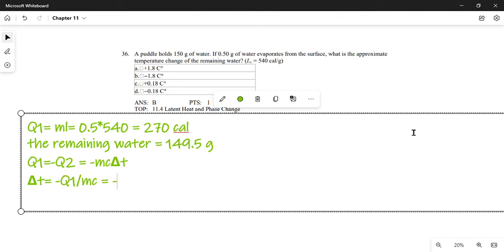Q1 we just calculated, 270, over the mass, which is 149.5, times the specific heat capacity of water in the unit of calorie, because we have Q1 in the unit of calorie. All the units have to be the same, so the specific heat capacity of water in calorie equals 1. So simply delta T equals negative 1.8 degrees Celsius.